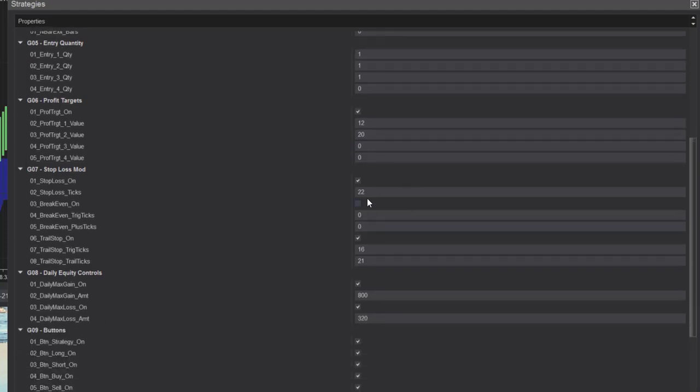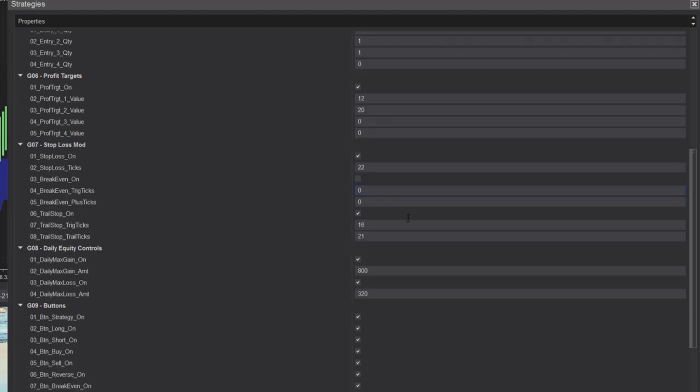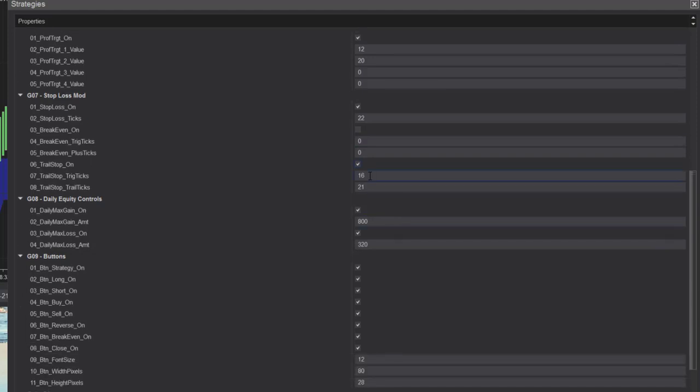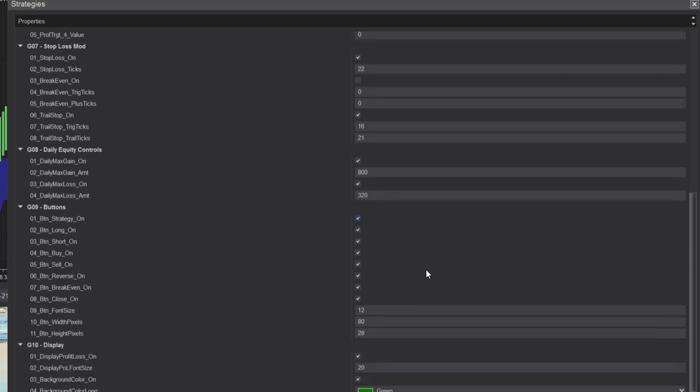Market's in a little wider range, so we're using a 22 tick stop. It's a little wide, but we adjust it as the market moves. Usually we use like a 16 tick. So the volatility's been up a little, and then we use a trailing stop, kicks in after 16 ticks and trails by 21. Our goal is 800. Our loss is 320. And the rest of the buttons are all just default.